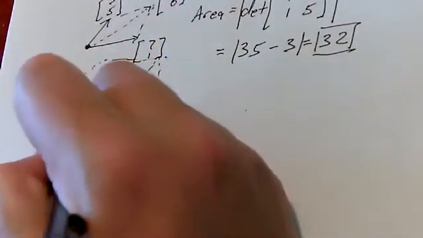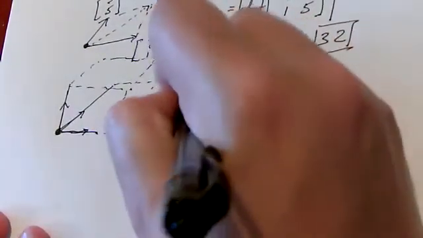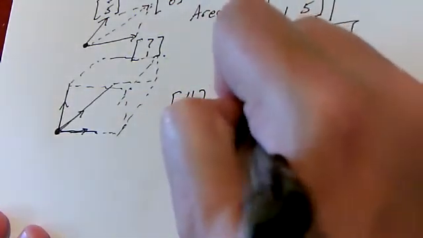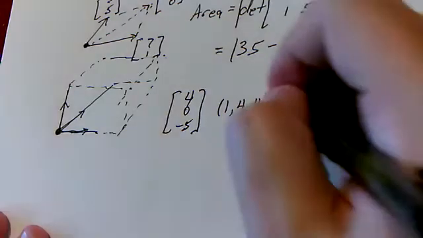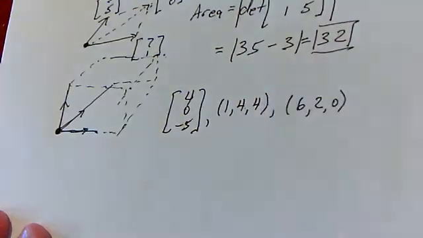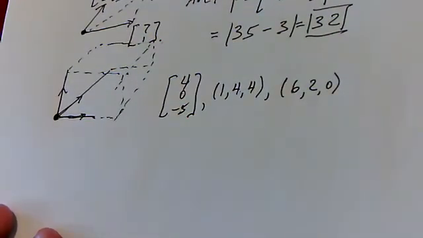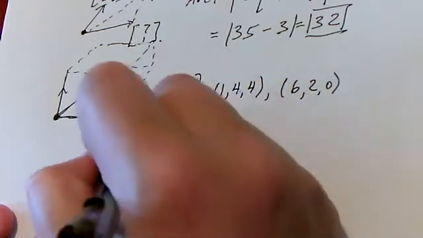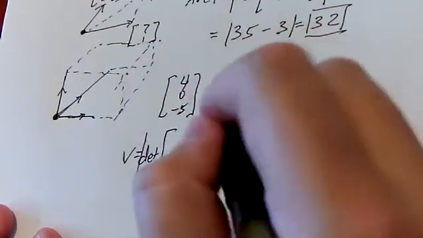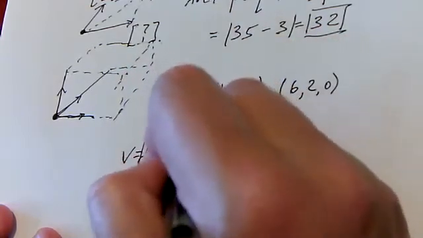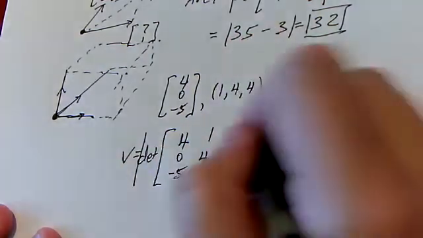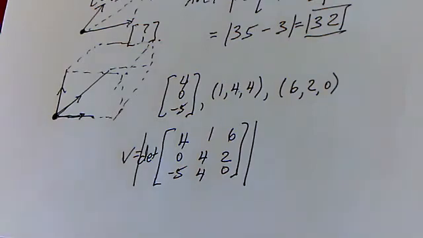For this example, my 3 vectors are going to be 4, 0, negative 5. I could write them vertically. I'll write the next one horizontally just to show you we can use either notation: 1, 4, 4, and then my third vector will be 6, 2, 0. I'm looking for the volume. The volume, again, is going to be the absolute value of the determinant of these vectors: 4, 0, negative 5, 1, 4, 4, 6, 2, 0. I just need the absolute value of that determinant.